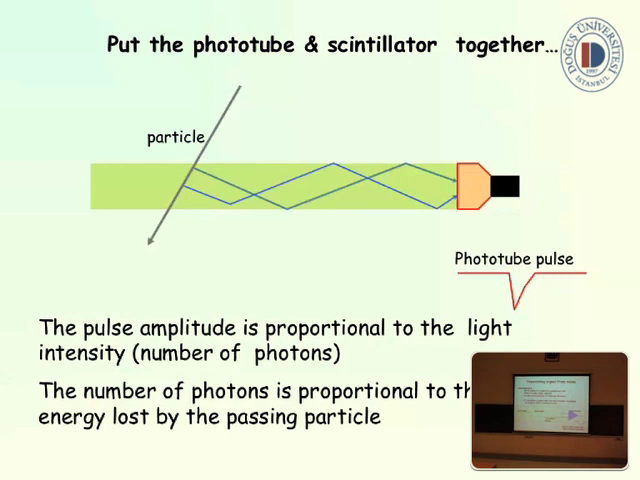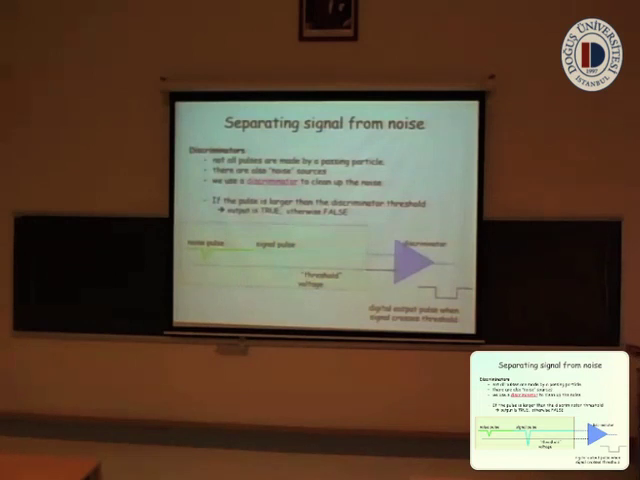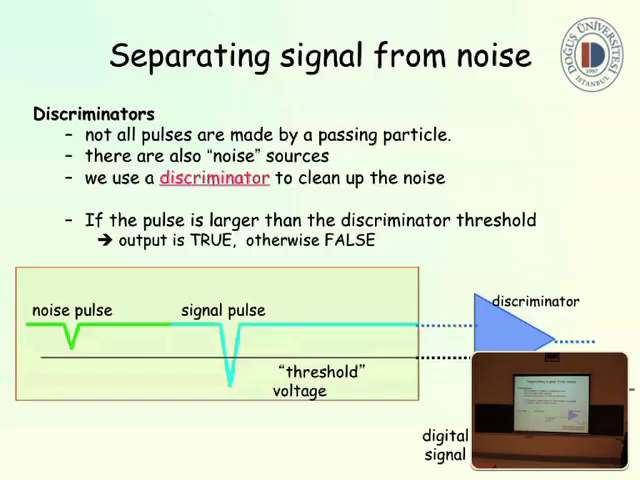Now, how in principle can we separate between signal and noise using the simple scintillator? We may have our signal but we also have noise. What should be done? We use a discriminator. Not all pulses are made by passing particles. There are also noise sources. We use a discriminator to clean up the noise. If the pulse is larger than the discriminator threshold, the output is true, otherwise it's false. It's a very basic principle.